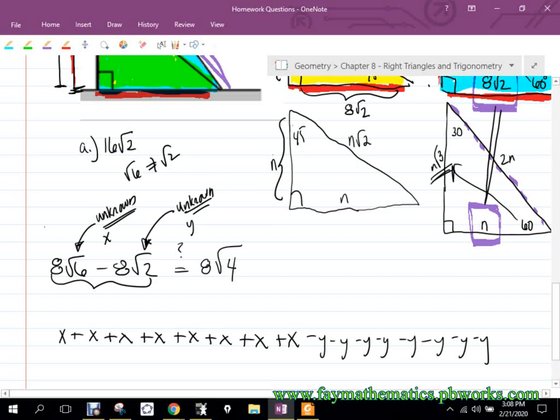Same thing here. 8 radical 6 means you have radical 6 plus radical 6 plus radical 6 plus radical 6 plus radical 6 plus radical 6 plus radical 6 plus, I think you need one more, radical 6, right? My radical 2's means minus radical 2 minus radical 2.